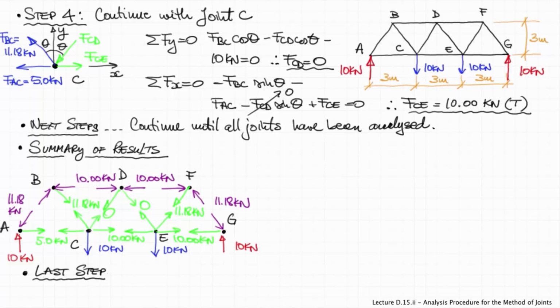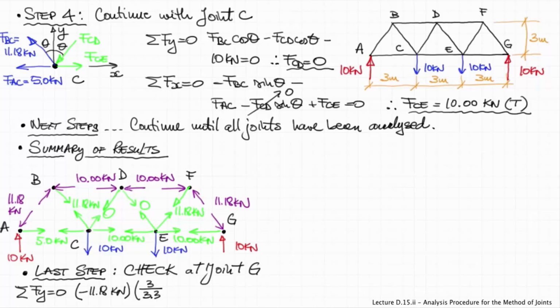Now, when you've analyzed joints sequentially, so you've done joint D, joint E, and joint F, at this point, you would know all the forces in the members of a truss. However, there's one last step, one last joint, joint G. You know all the forces, but you should perform a check at the last joint. Very important to make sure that the last joint is also in equilibrium.